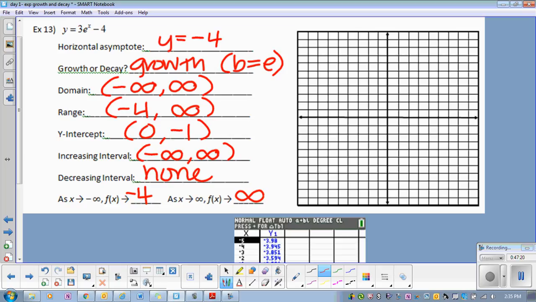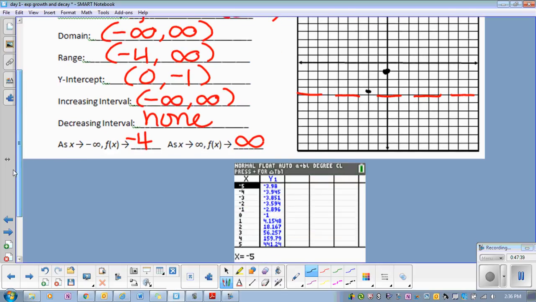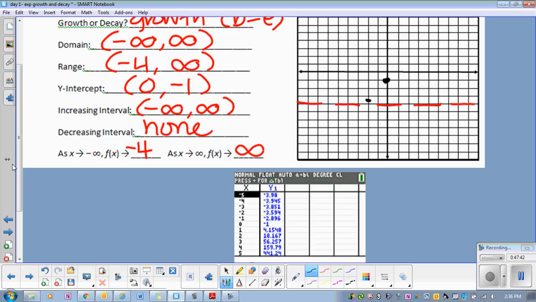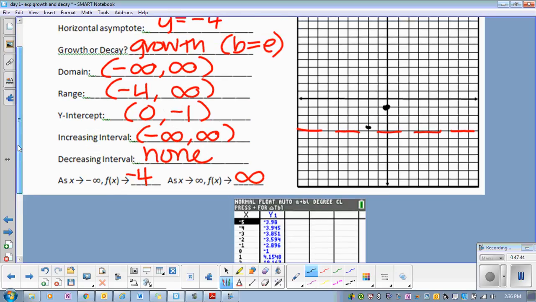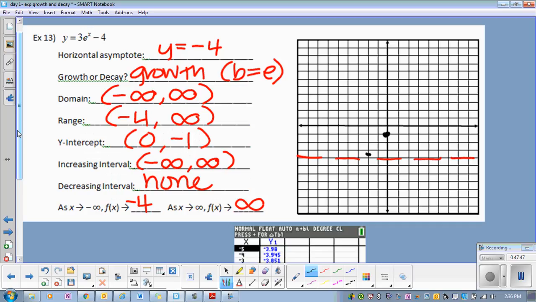And if I were to graph this, I would graph the asymptote first. (0, -1) right here. (-2, -3.5). And then I can get another point. (1, 1.15). There we go. All right. And that's it.